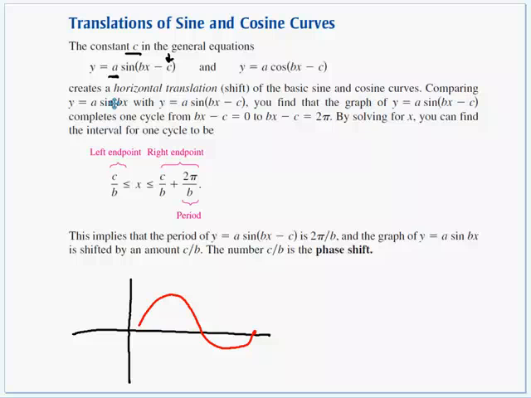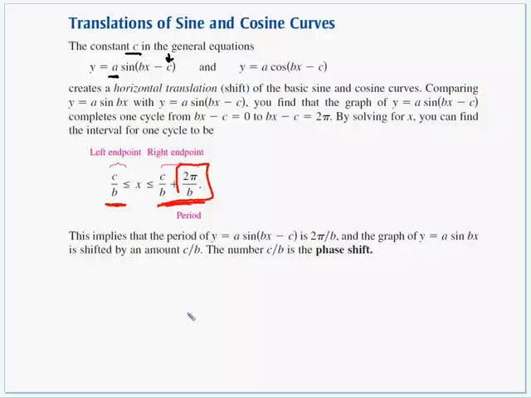Let's see here. It says comparing y equals a sine bx with y equals a sine of bx minus c, you'll find that the graph completes one cycle from bx minus c equals 0 to bx minus c equals 2 pi. By solving for x, we can find the interval for one cycle. So here will be our left endpoint, and here is our right endpoint, and this is our period of the function. It looks kind of confusing now, but when we dive into an example, you'll see how clear this becomes.